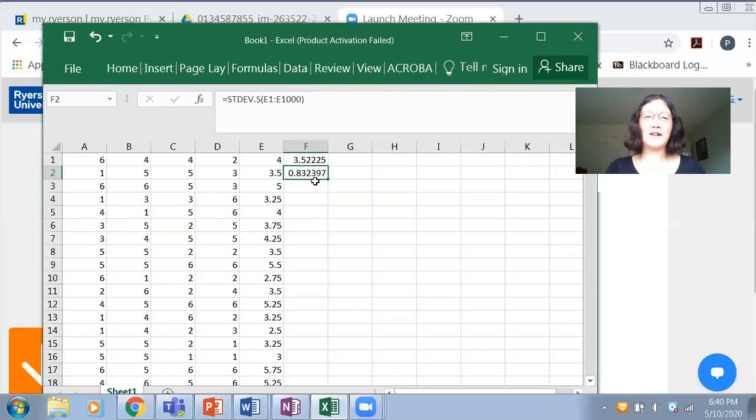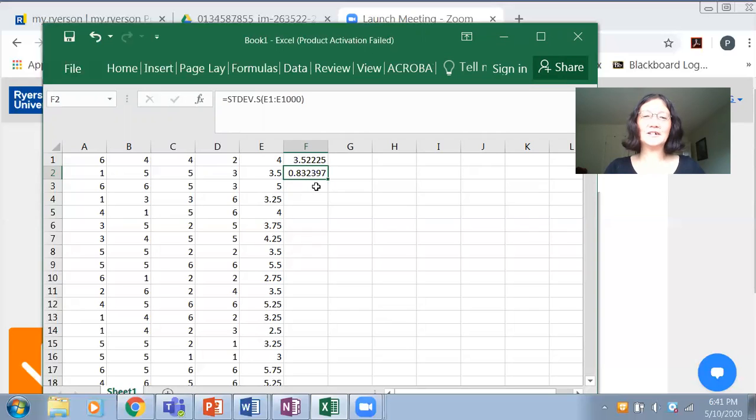So let's summarize this simulation. You roll a die 4 times, and calculate the average of the 4 numbers you get. You repeat this experiment 1,000 times. You get the average 3.5, standard deviation 0.83.